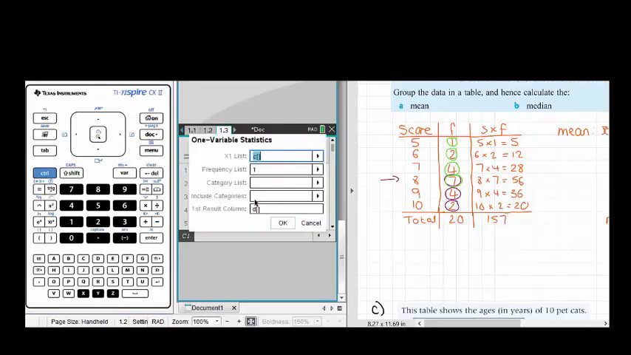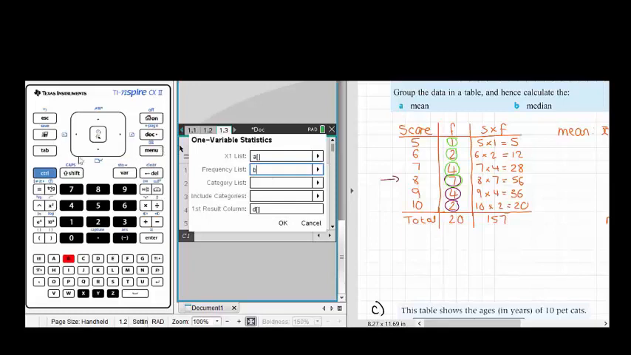Now in here, we need to tell the calculator where our information is in this spreadsheet. So our first list, our score, is in the first column, so we need to make sure that is A and square brackets. Now the frequency list, we do have a frequency list this time, and that is in column B. So we need to do B, and then we need to create square brackets.